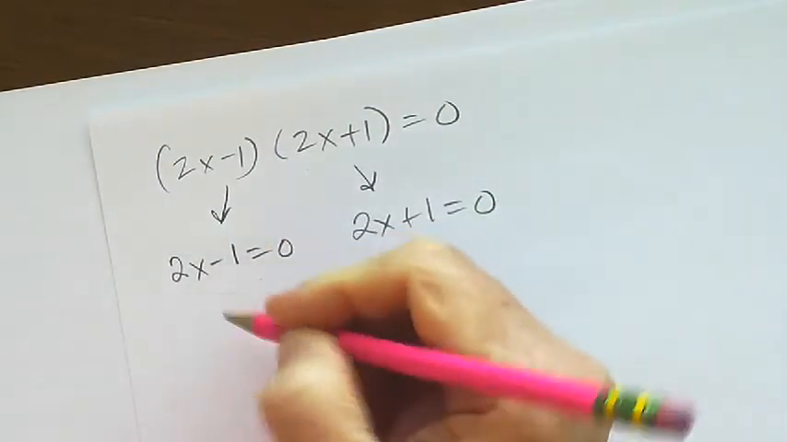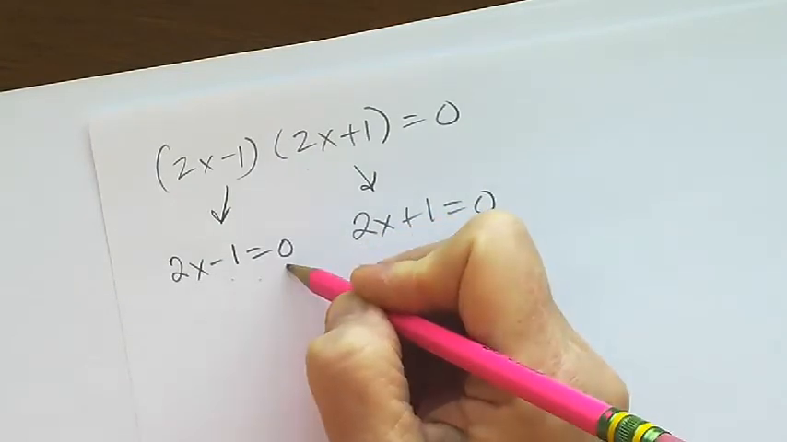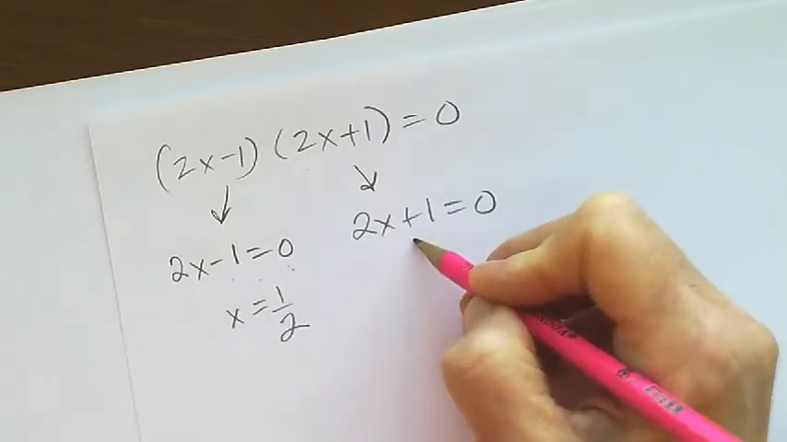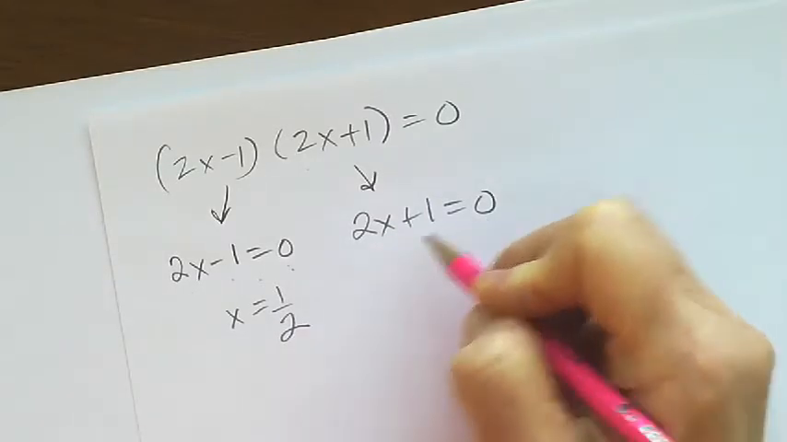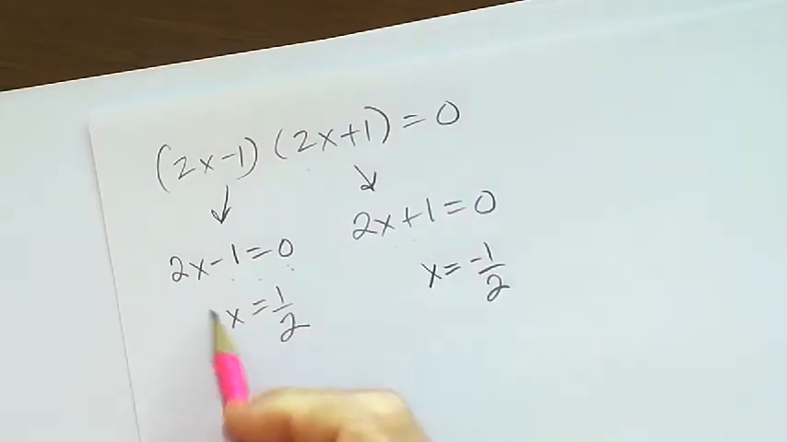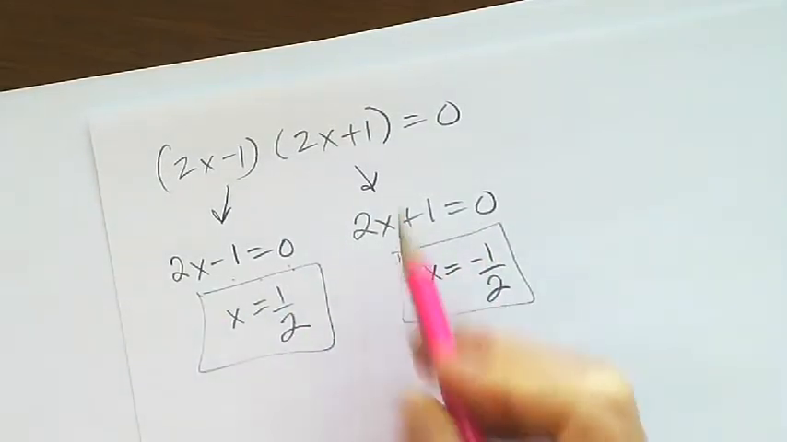Okay, so if I solve for x, I'm going to add 1 to both sides, divide by 2. So x is 1/2. And here I would subtract 1 from both sides, divide by 2. So x is negative 1/2. So that's one way of getting the solution.